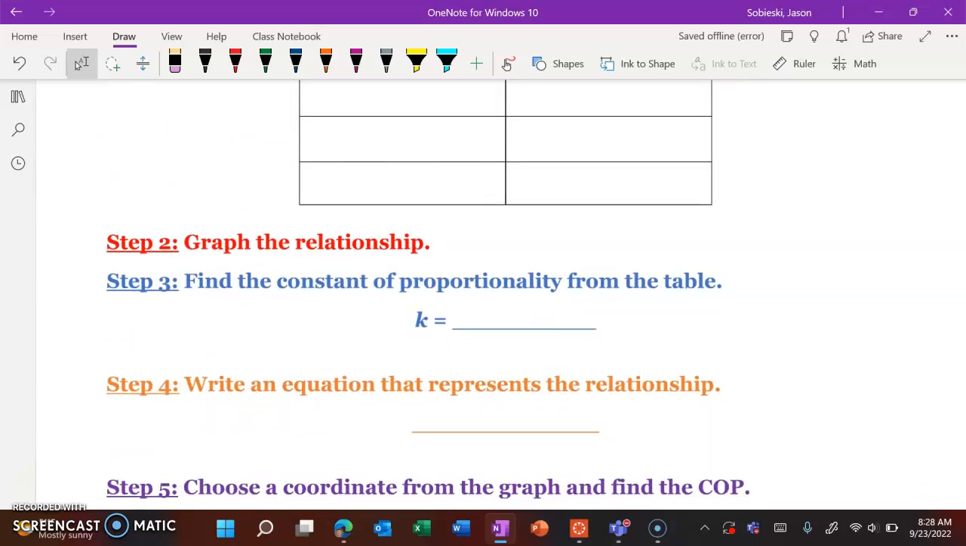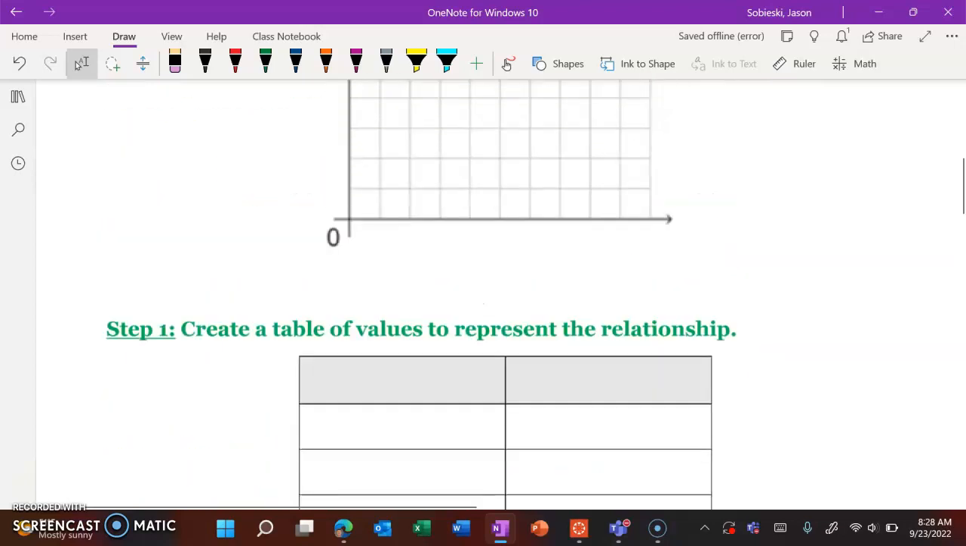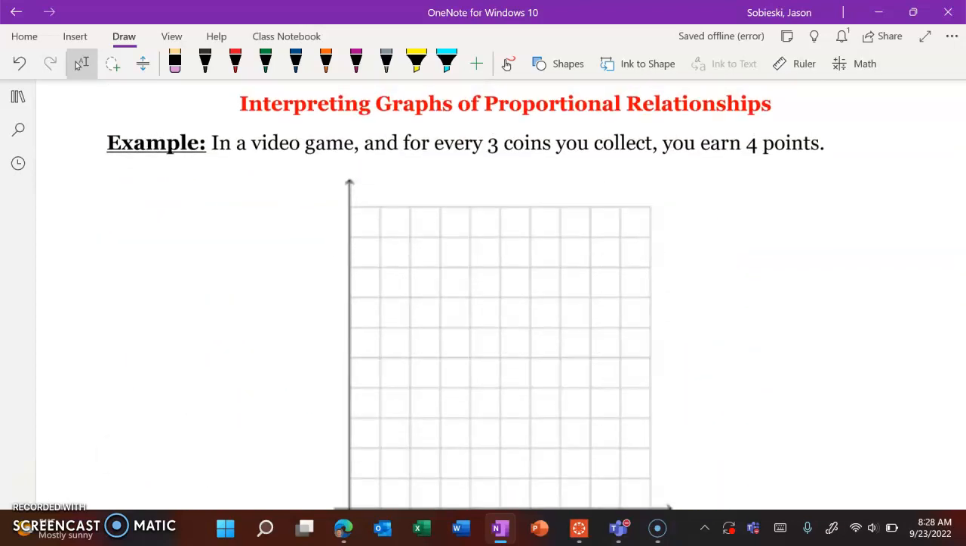Step 2, just like we did before, we're going to create a graph to represent the relationship. And then steps 3, 4, and 5, we are going to use the information from the graph to answer a couple questions and interpret the information that we have. So again, all we need to think about is 3 coins collected gives you 4 points.